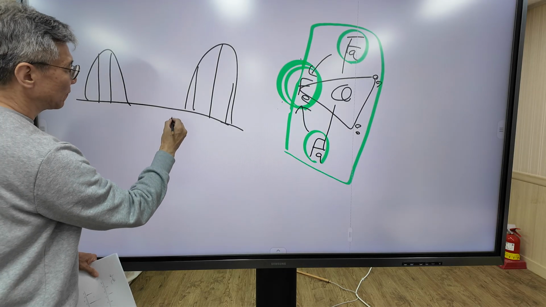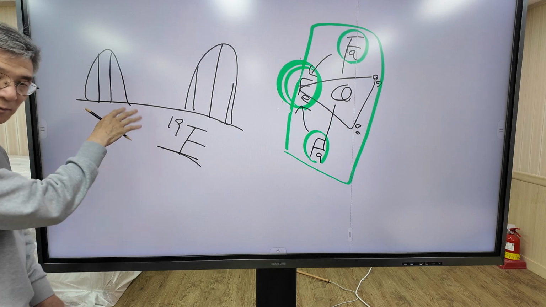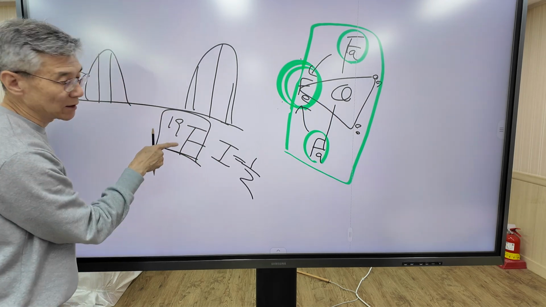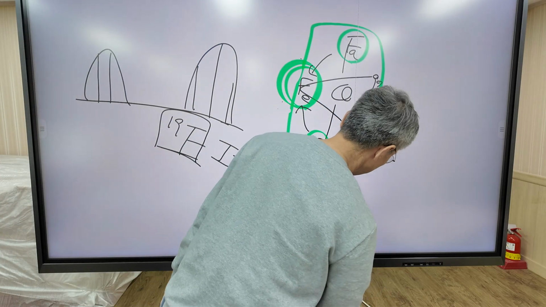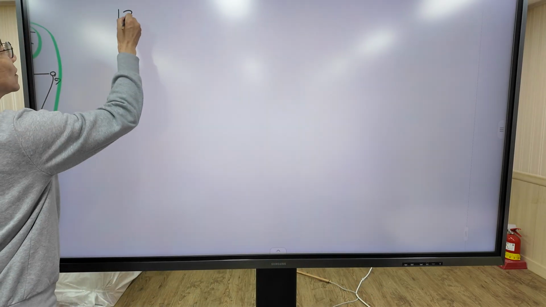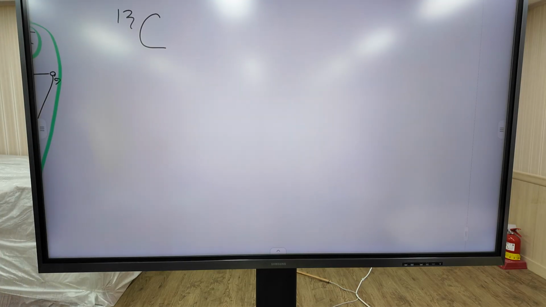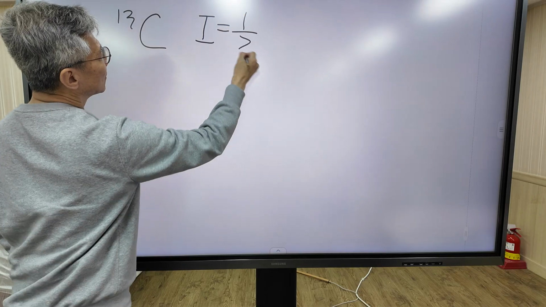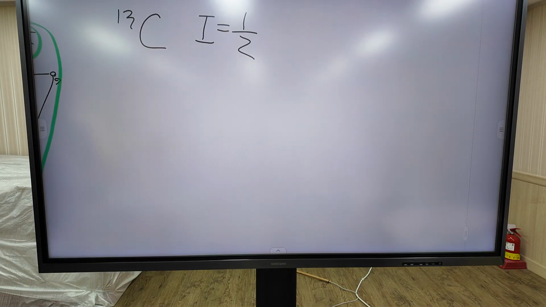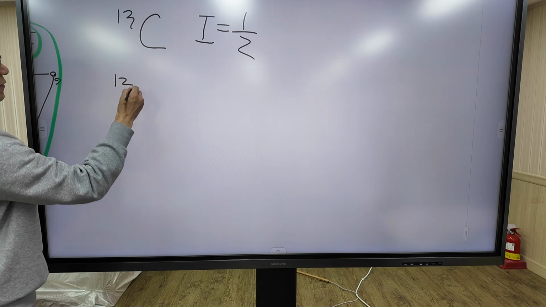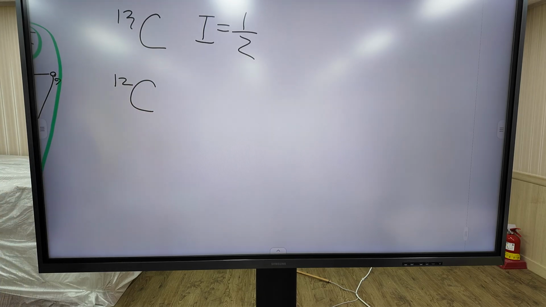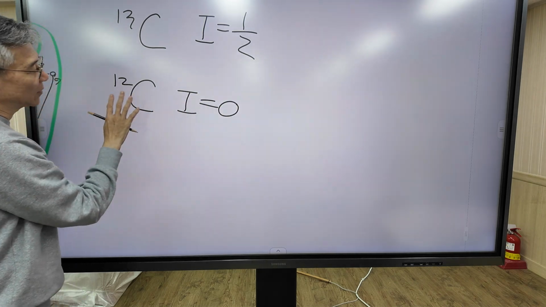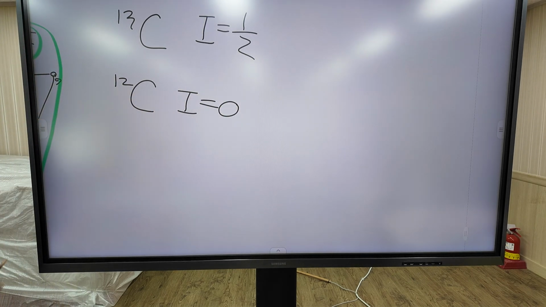Now, this is the fluorine NMR spectrum. Fluorine has spin quantum number 1/2, so it can generate an NMR signal. Carbon 13 can also generate an NMR spectrum. The spin quantum number of carbon 13 is 1/2, so this one also generates an NMR spectrum. But carbon 12 cannot generate an NMR spectrum because the quantum number for carbon 12 is 0.